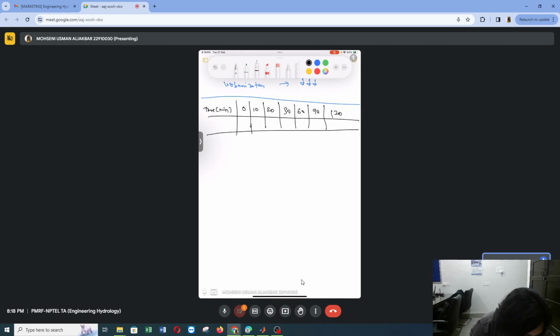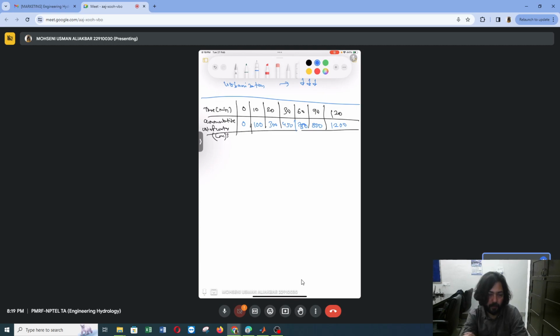And at the same time we have cumulative volume of water added, given in units of centimeter cube. So let us see the values. The values are 0, 100, 300, 450, 750, 800, 1200. So these are the values that are given to us.